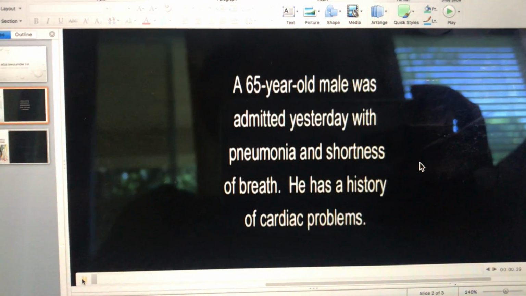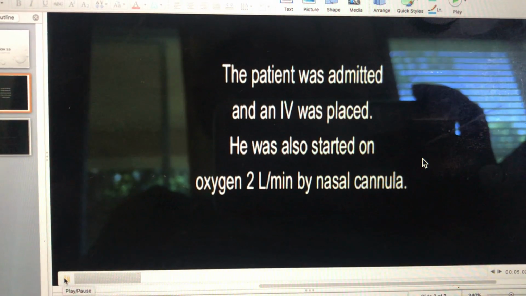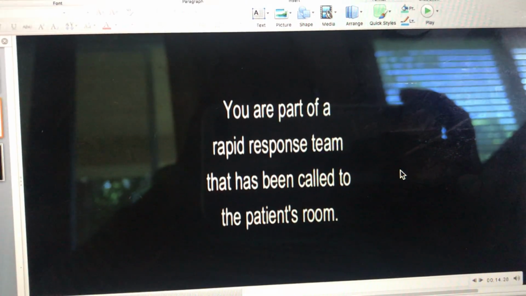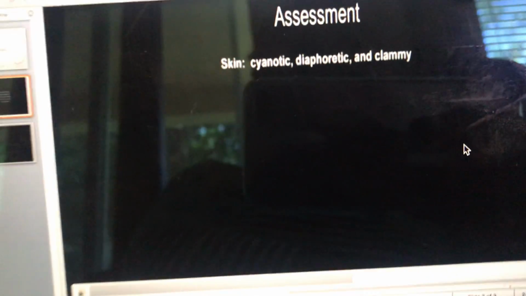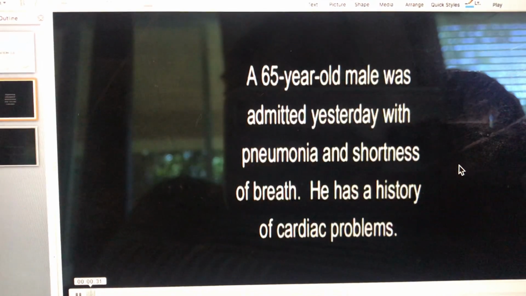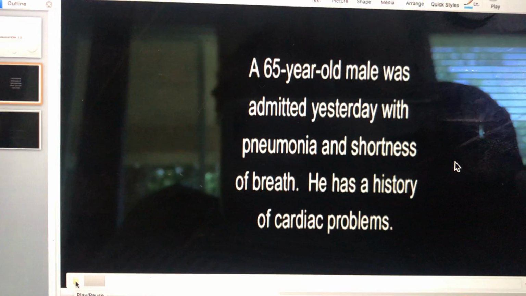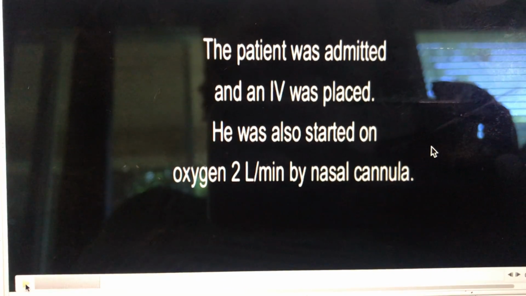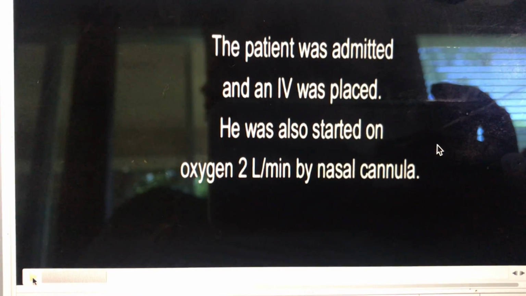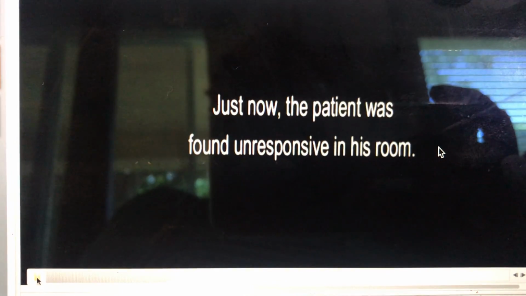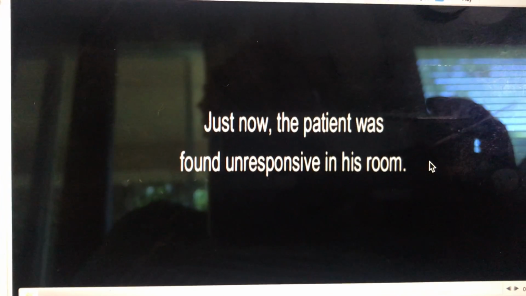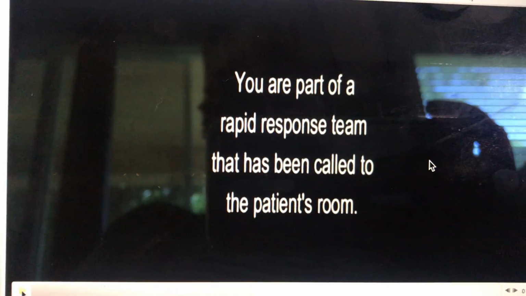65-year-old man was admitted yesterday with pneumonia and shortness of breath. He has a history of cardiac problem. Patient was admitted and an IV was placed. He was also started on oxygen. Just now, you found the patient unresponsive in his room. You're a part of the rapid response team that has been called to the patient's room.